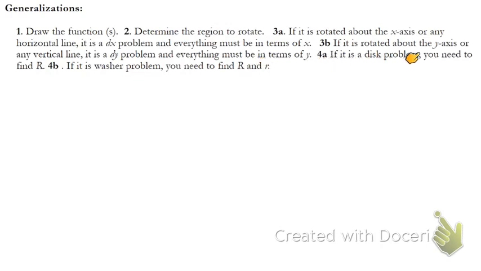4, if it's a disk problem, you only need to find capital R, meaning there are no hollow points on the inside or anything like that. And then 4b, if it's a washer problem, find both capital and lowercase r, so you know the inside and outside radius, so you know what to subtract.